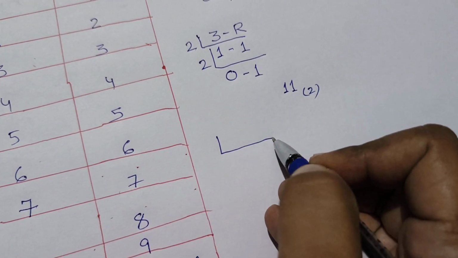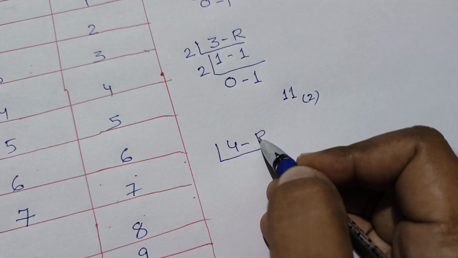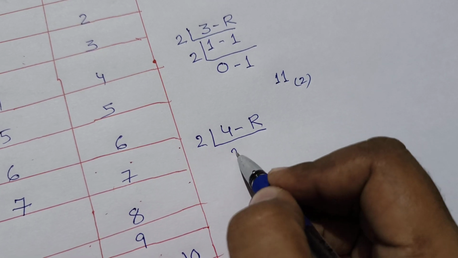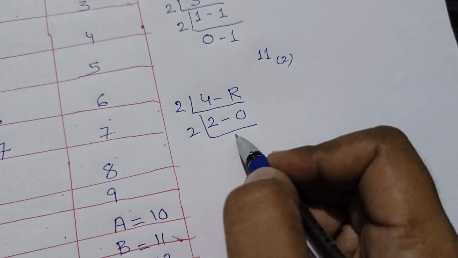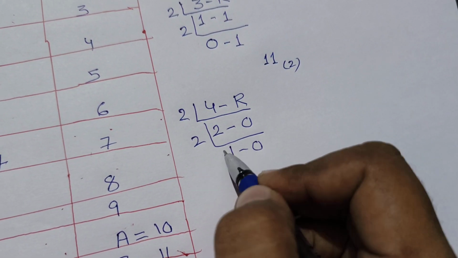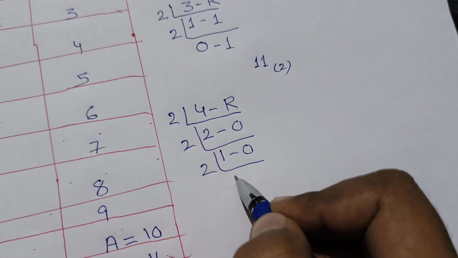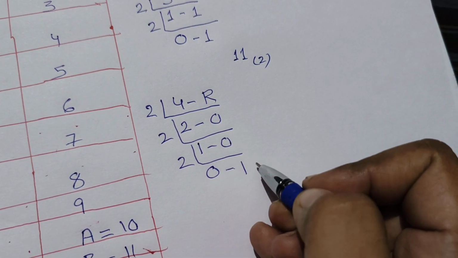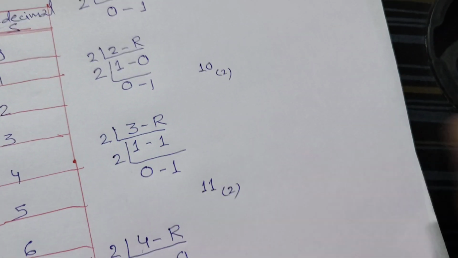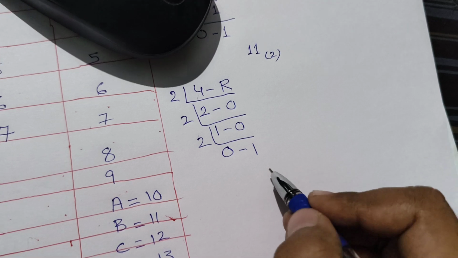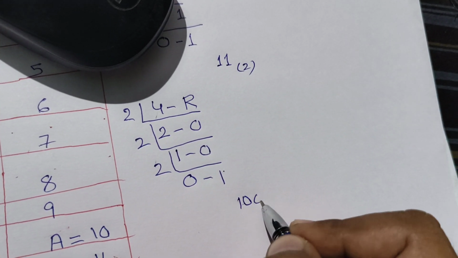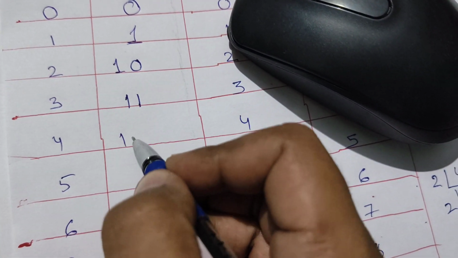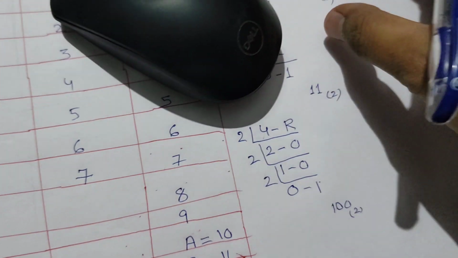Now we have to write the value of 4 in binary number system. 2 2s are 4, remainder is 0. Now it is 2 1s are 2, remainder 0. 2, here we will put 0, 1. From bottom to top it is 1 0 0. 1 0 0 to the base 2. So here we will write 1 0 0.